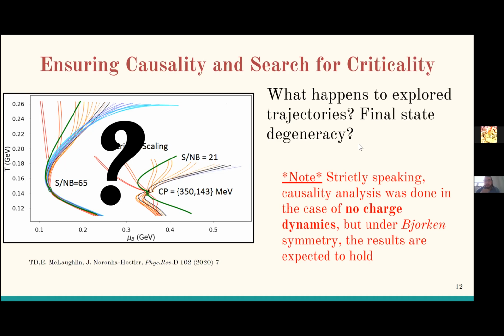Now, strictly speaking, I really want to make this note clear. The causality analysis done in the paper that I showed was done for the case of no charge dynamics. But under Bjorken's symmetry, it's actually expected that the results will hold. If you have more questions about that, please do ask about it later on, but I'm not going to say too much more about that in the rest of my talk. It is a little bit of a leap, but they're expected to hold, and something about that could be out relatively soon, possibly.